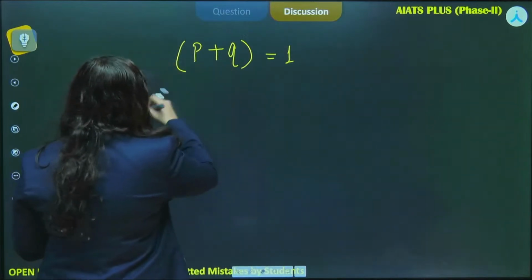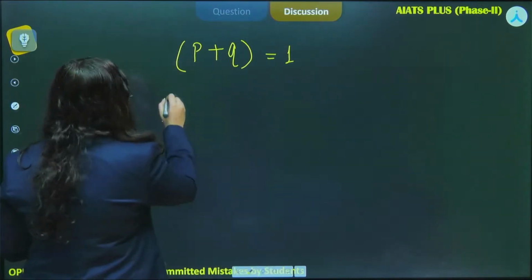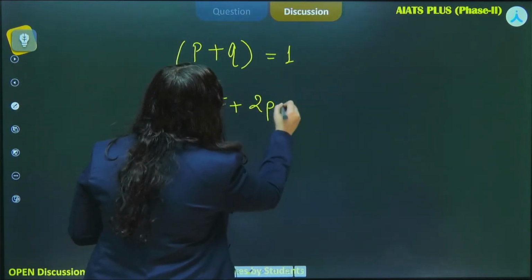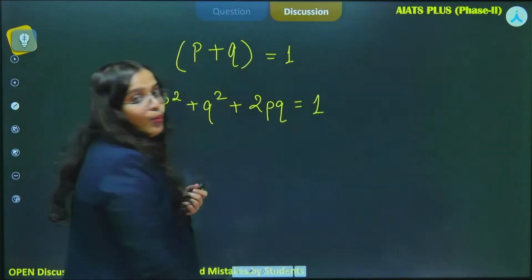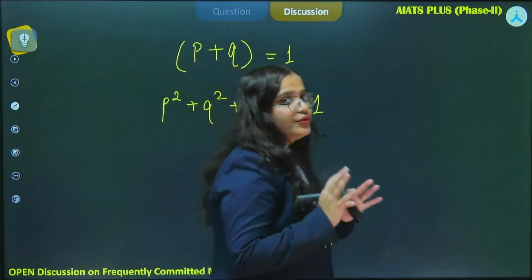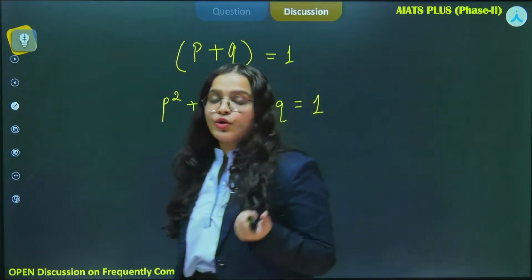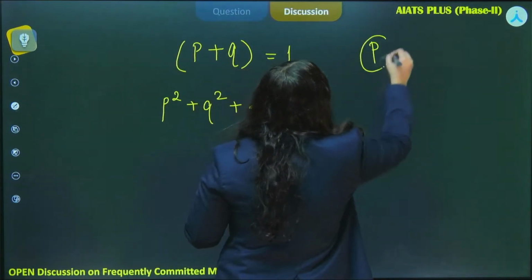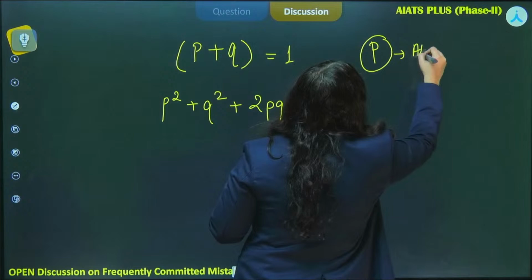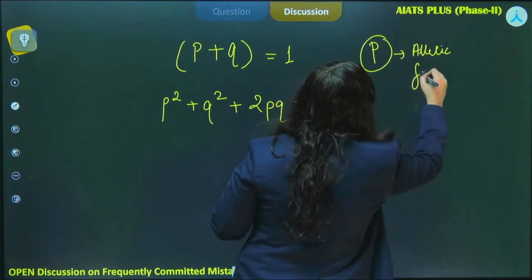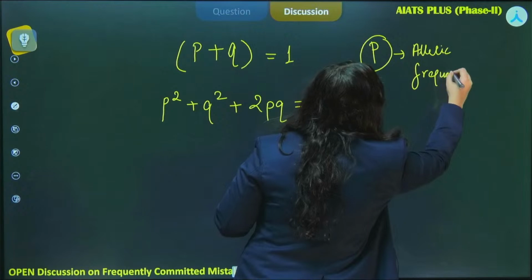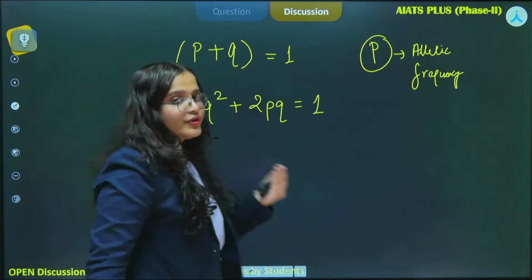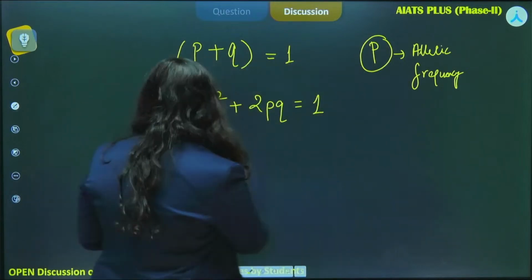We'll come to those factors, but before that, let us expand this equation by applying the binomial theorem, and the equation that we'll get is (P plus Q) square, that is P square plus Q square plus 2PQ, is equal to 1. The difference that you need to remember even while solving the numericals from this topic is that P represents the allelic frequency of the trait, whereas P square will represent the frequency of the genotype.